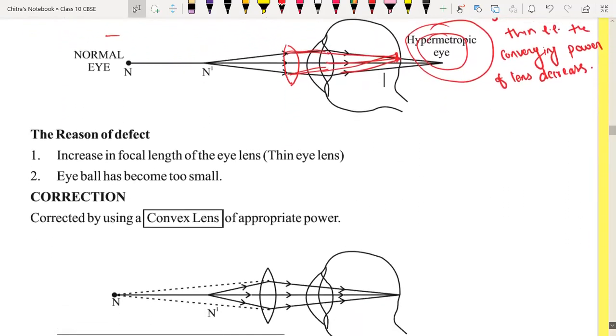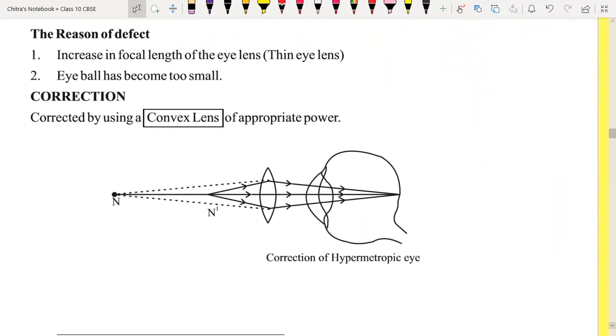Okay, so here again, the reason for the defect is that the eye lens has become thin. That means an increase in focal length, meaning the converging power of the lens has decreased, and the eyeball has become small. If it has become small, the distance between lens and retina has decreased. So it can be corrected by using a suitable power of convex lens, as we already discussed. Take a screenshot for that also, then we are going to move further.